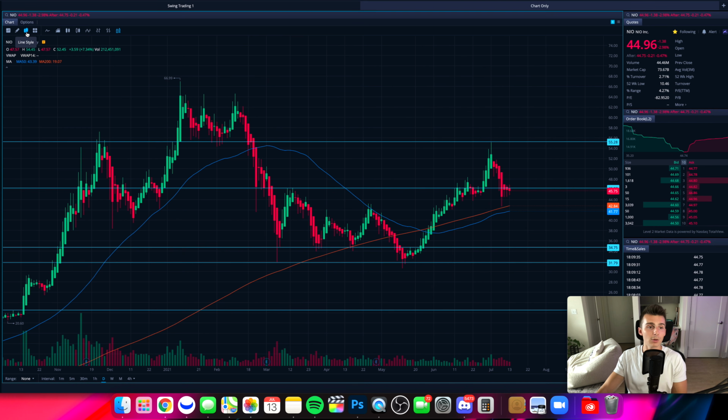Up on the top left, you go here to line style under your charting feature, and then Heikin-Ashi is currently the last selection on that chart. And you can go back and forth changing your style of candlesticks as you see fit.